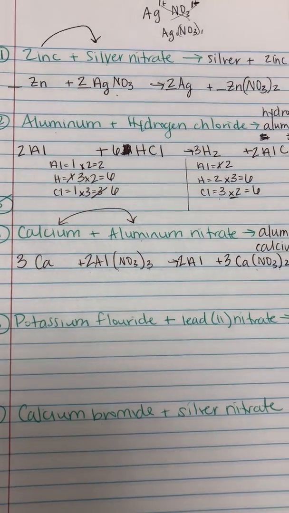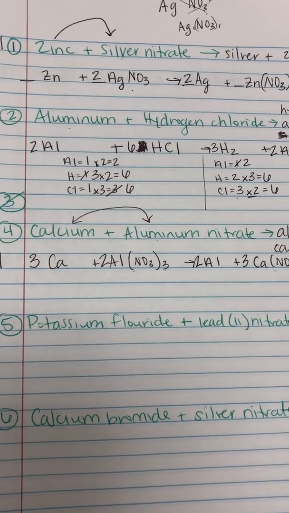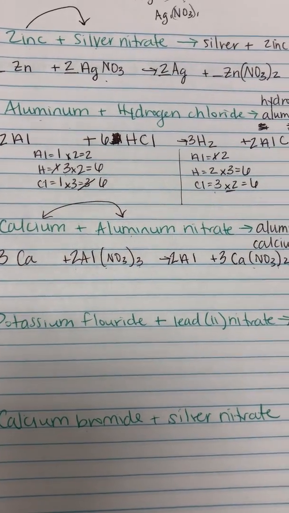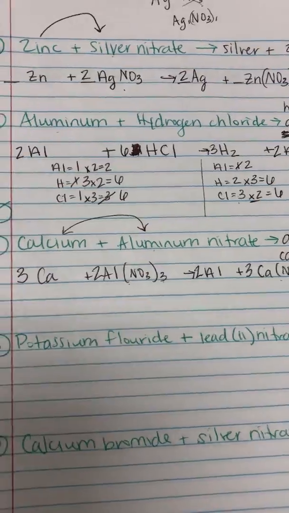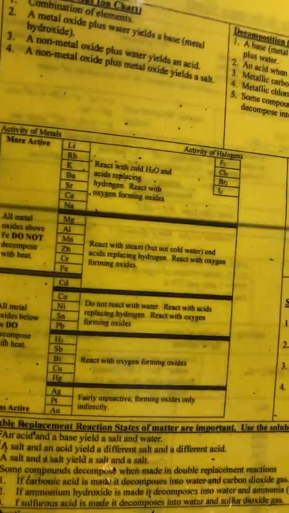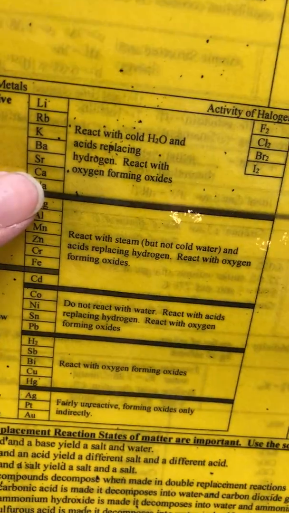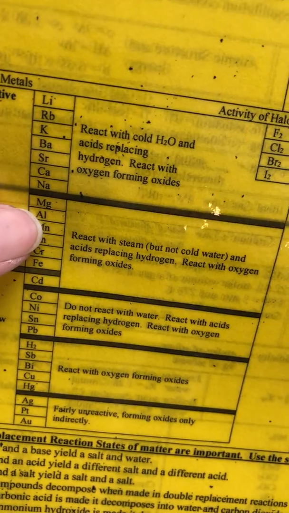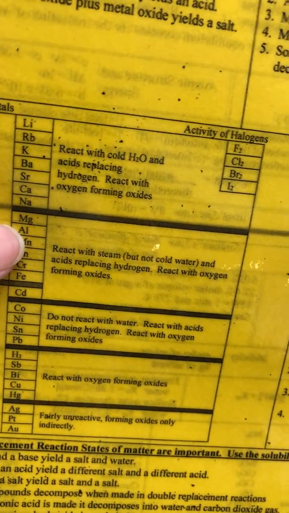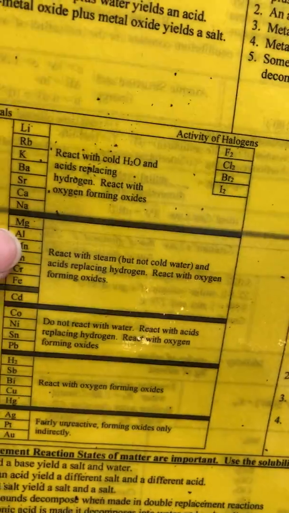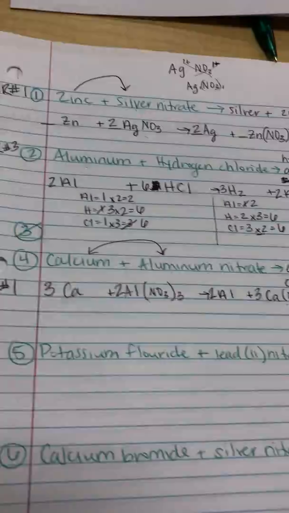If you had to determine if this reaction would actually take place, it would, because all I would have to do is look on my activity series. This is my calcium. It is above my aluminum, so it is more reactive. So it is going to take the place of my aluminum ion.